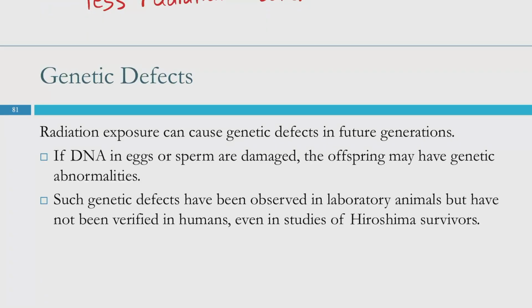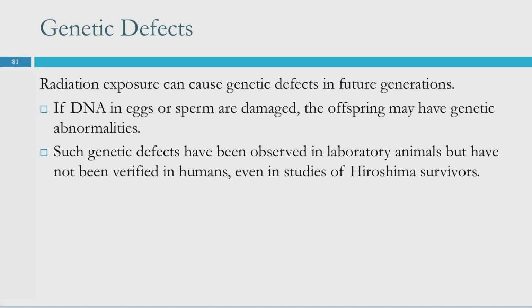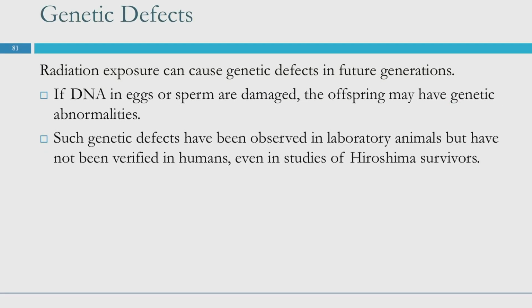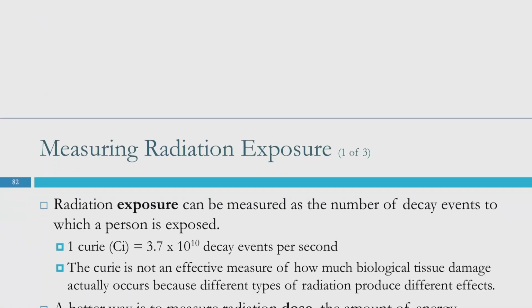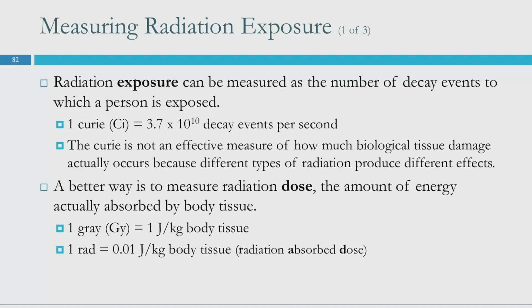Radiation can also cause genetic defects in future generations. It can affect the DNA in egg or sperm, and then that can cause genetic abnormalities if it's not caught. And we can see those in humans in places that have been exposed to large amounts of radiation.